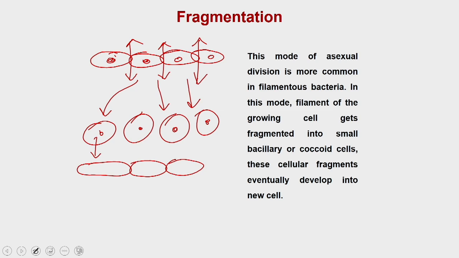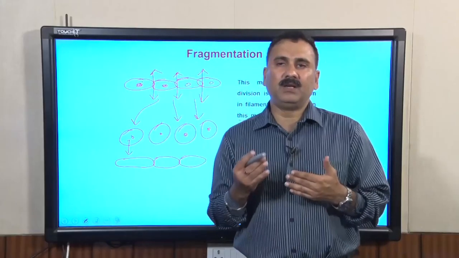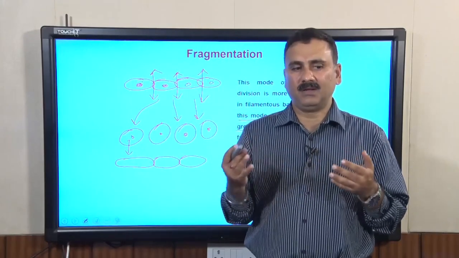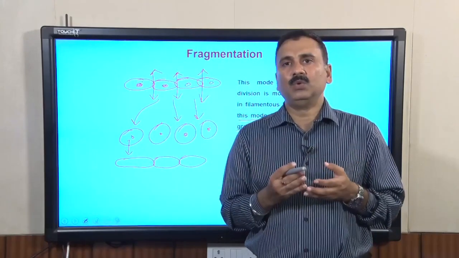As given, in this mode of bacterial replication, the filament of the growing cell gets fragmented into small bacillary or coccoid cells. These cellular fragments eventually develop into new cells. So these are the modes through which the bacterial cell can divide and replicate.